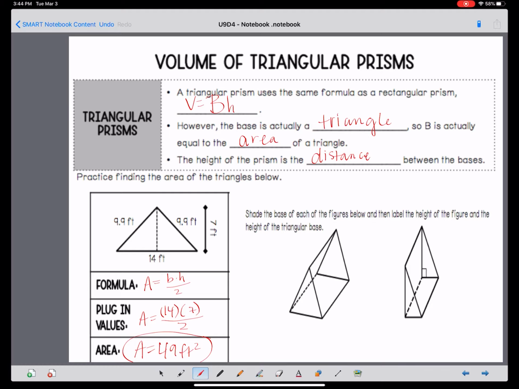So this next one says shade the base of each of the figures below and then label the height of the figure and the height of the triangular base. Well, I'll label these first, or shade them first. My bases are going to be the triangle, so let's shade those in. I have more triangles right here.